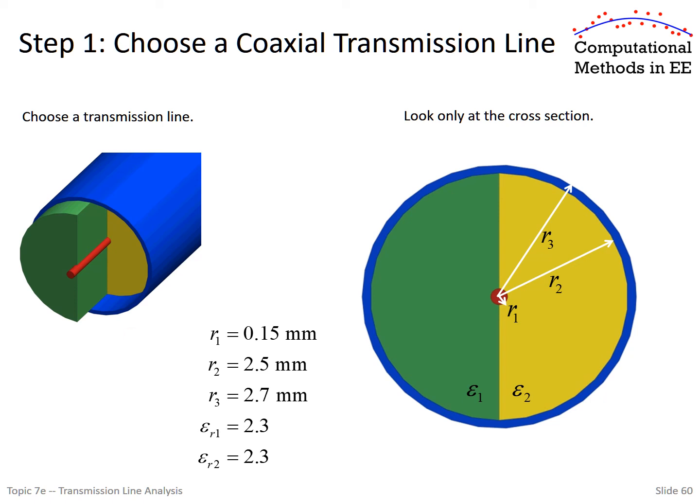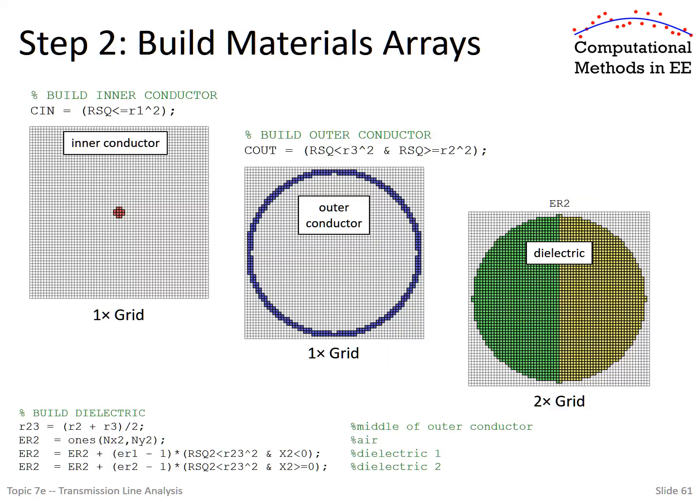The picture on the left is a three-dimensional view of our coax, but if we look at it straight on, this is what a cross-section looks like. And this is what we build into our array to analyze the transmission line. So that's step one. We just choose the line and collect all the numbers so that we know everything about it and we're ready to analyze.